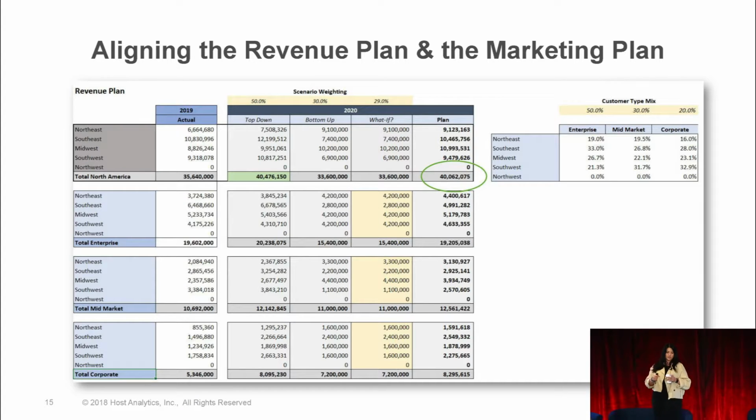This is in Host. So this is what I get from finance. They're like, okay, here's the number. These aren't my numbers. 40 million by the end of the year. We have to drive 40 million in new revenue by the end of the year.